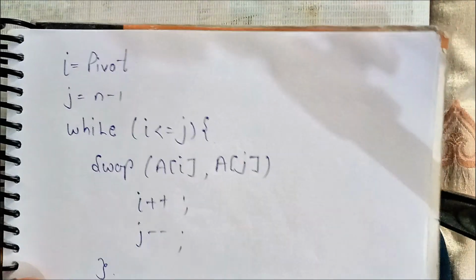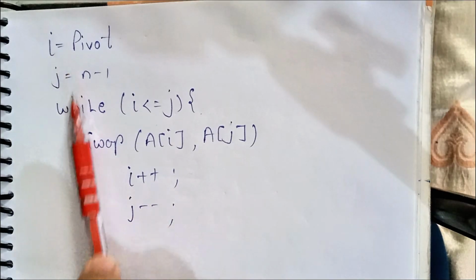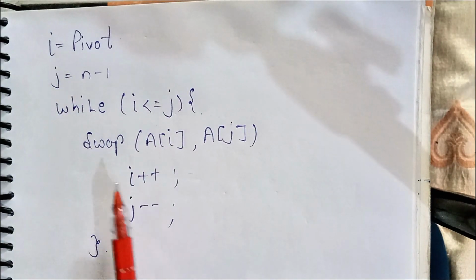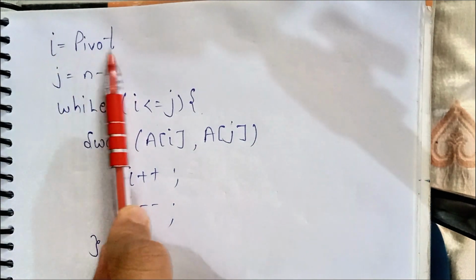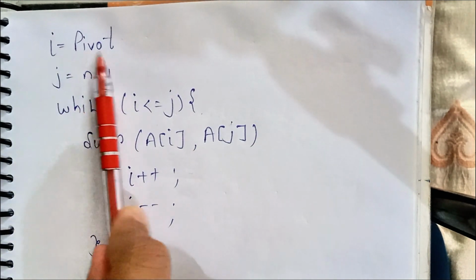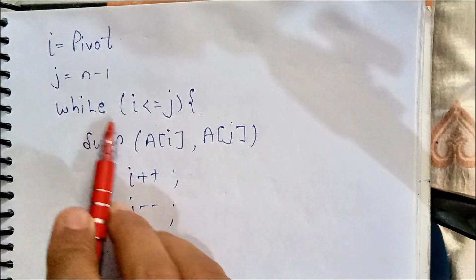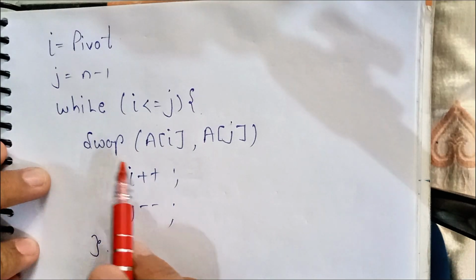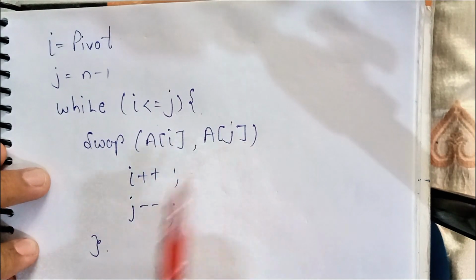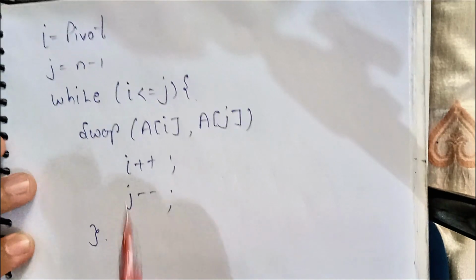After that, the third step: here we have used one while loop, which is used to swap the value of array of I with array of j. Here we have two pointers, I and j. I starts from pivot and j starts from n-1. If this condition is satisfied, then only we will enter this loop. Then we will swap the value of array of I with array of j, and increment I (I plus plus) and decrement j (j minus minus). So we have already done with the logic part.